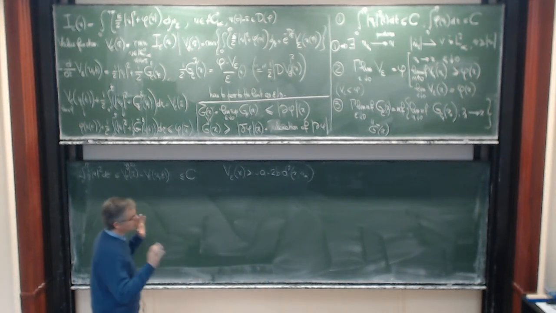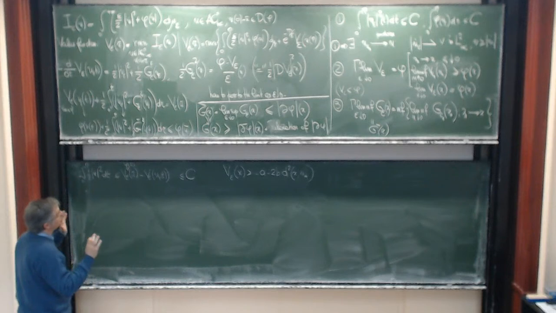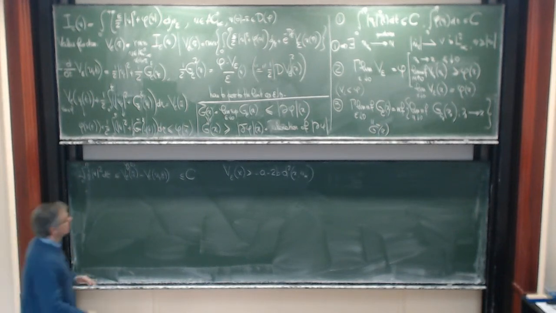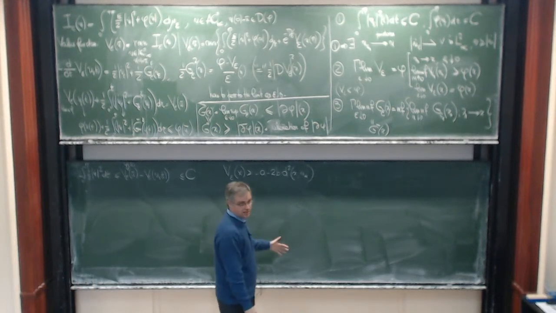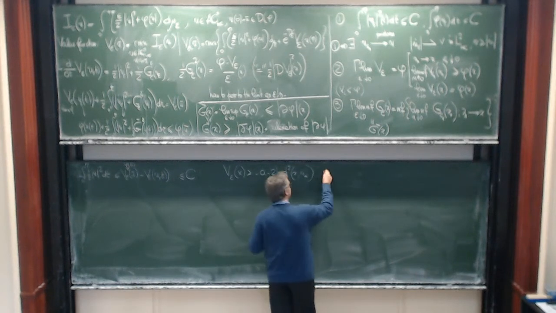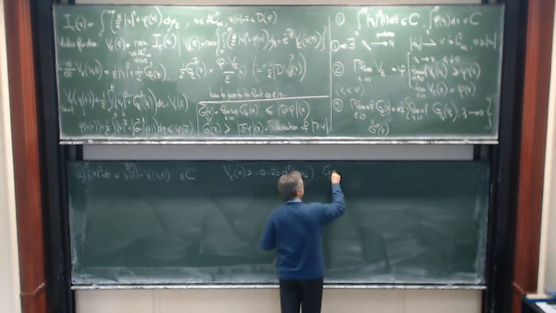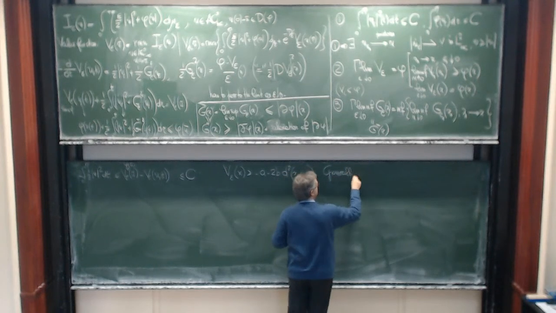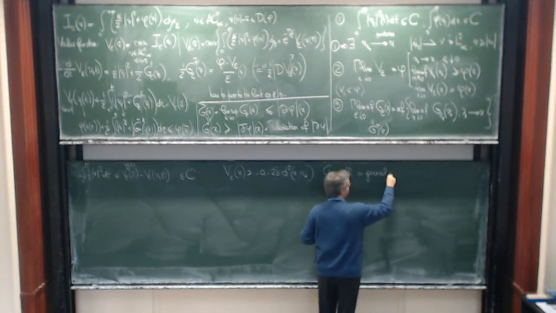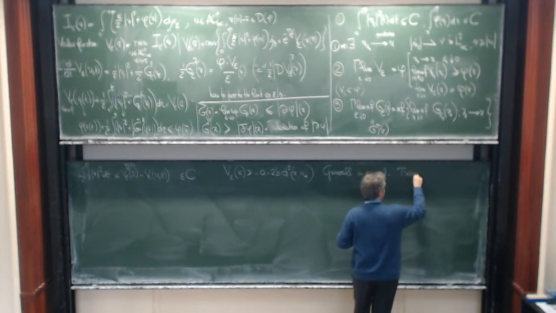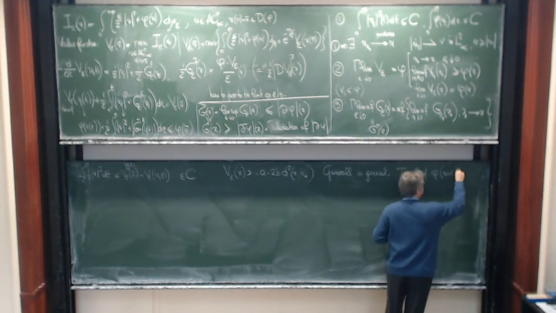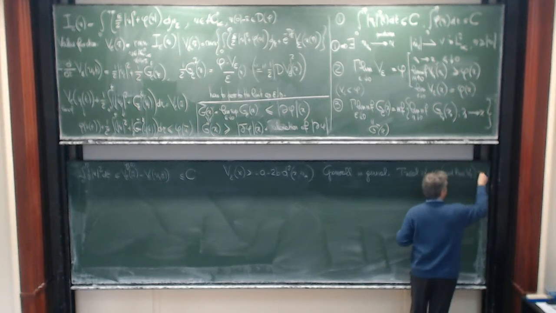Or if you prefer, just to simplify, think initially to the case where phi is non-negative, then V epsilon is non-negative, and then this is trivial. So this is Gronwall. So apply Gronwall in general, trivial if phi and thus V epsilon is non-negative.